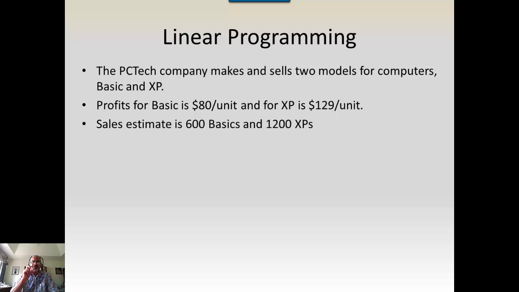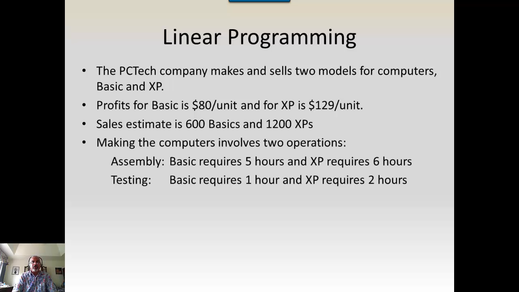Now there are some sales forecasts, and we can sell up to 600 units of Basic and up to 1200 units of XP, and that's the maximum that we can sell. We will not be able to sell more than that. So that is a limit, 600 and 1200.